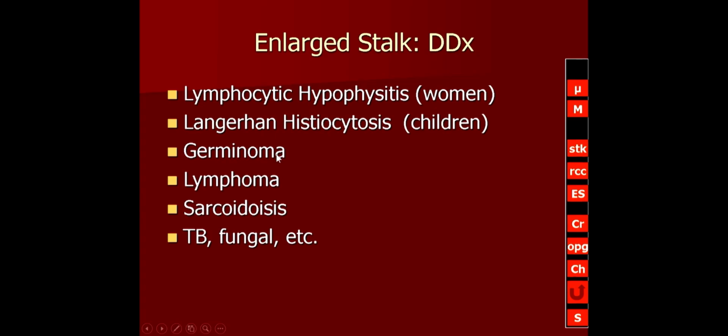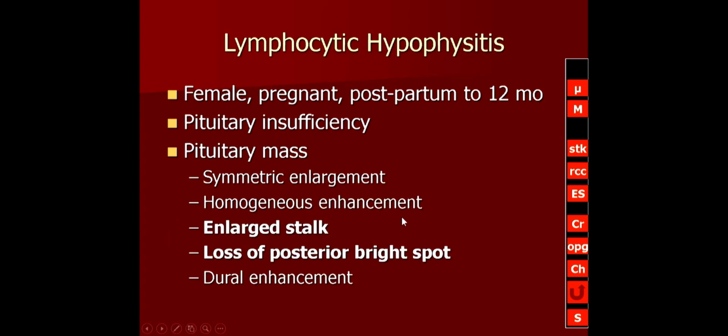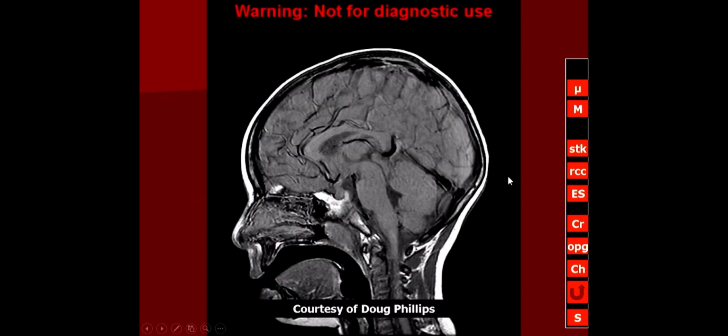Metastatic germinoma from the pituitary region or primary suprasellar germinoma, lymphoma, sarcoidosis, and TB and fungal diseases that love to be in the basilar cisterns. There's a wide differential diagnosis here. Lymphocytic hypophysitis is actually relatively common if you're imaging postpartum women. It can cause pituitary insufficiency, and again, it has been associated with a loss of the posterior bright spot.